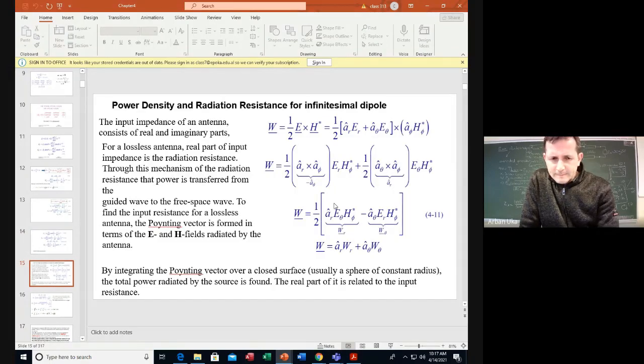And let's see what we have here. For a lossless antenna, the real part of input impedance is the radiation resistance.